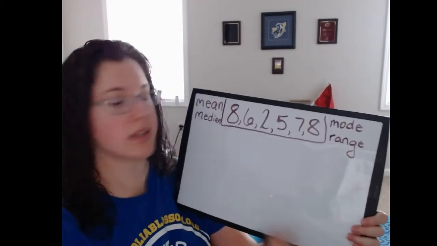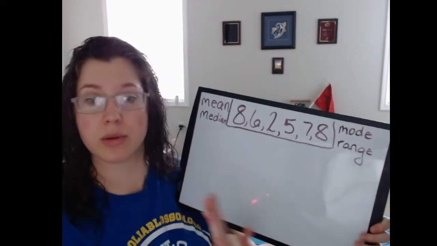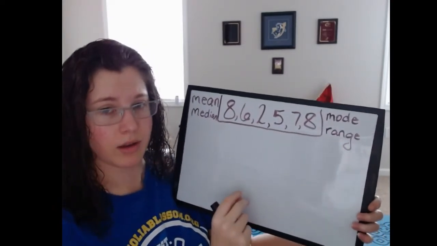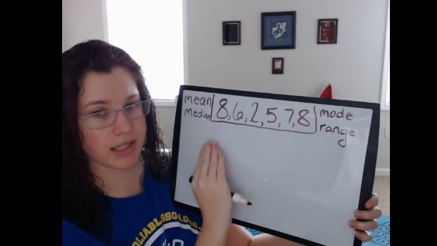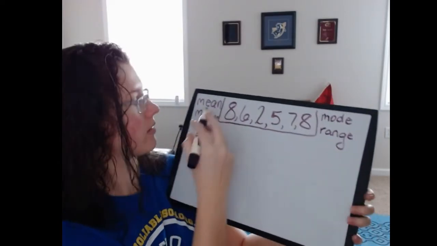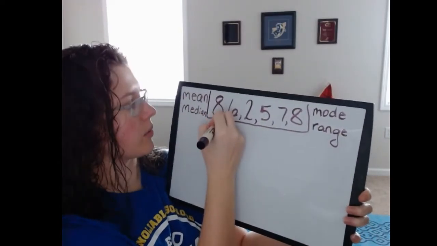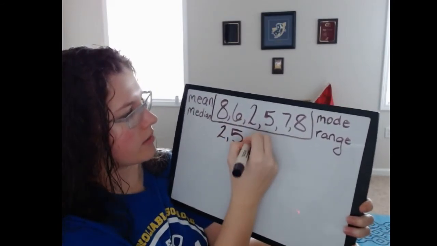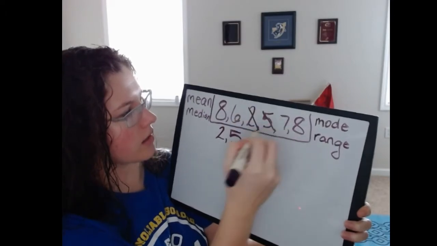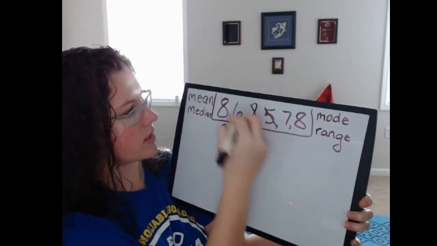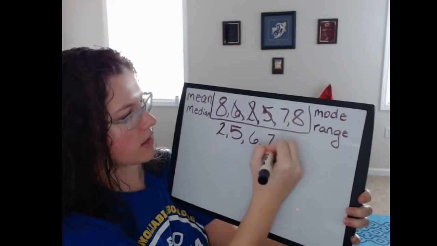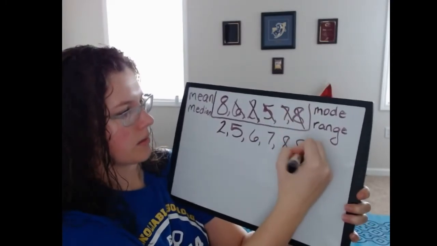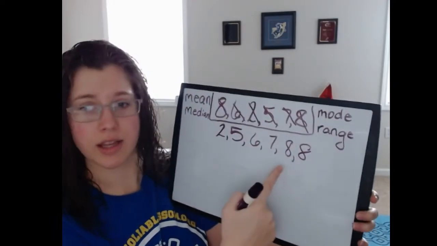Okay, to start with the mean, well, actually, before we start anything, when you have a number set like this, you always want to arrange them from smallest to largest, least to greatest. So I'm going to do that now. I'm not doing anything but rearranging. So I've got 2, 5, I'm going to kind of cross them out as I go. 2, 5, 6, 7, 8, 8. Yes, the 8s are there twice.